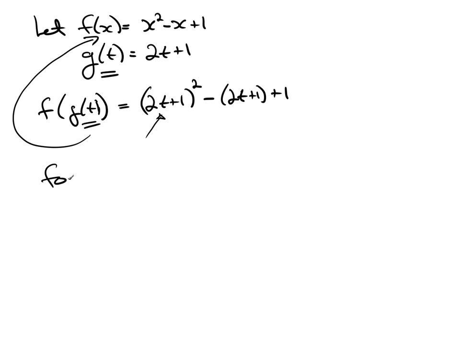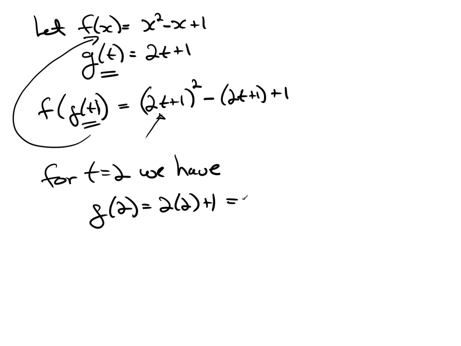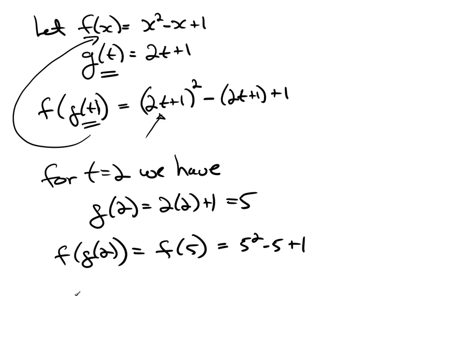So for, let's say, t equals 2, we would actually have, let's find g of 2. That is 2 times 2 plus 1, that is 5. So f of g of 2 is actually equal to f of 5, which is equal to 5 squared minus 5 plus 1.